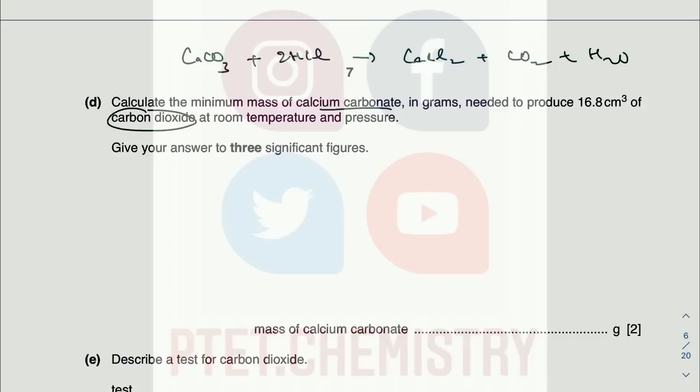Cool. So there's carbon dioxide there. It's given as a gas. There's cm cube. The molar volume of a gas, if in cm cube, you can use 24,000 cm cube per mole. You want the mass of calcium carbonate, which is a solid. So you need the Mr of calcium carbonate, which if you work out it's going to be 40 plus 12 plus 16 times 3, which is 100.